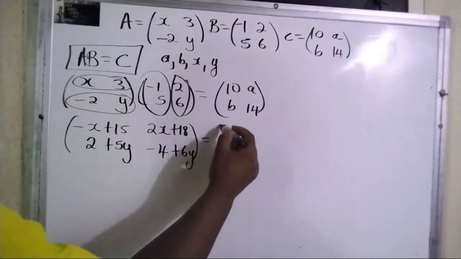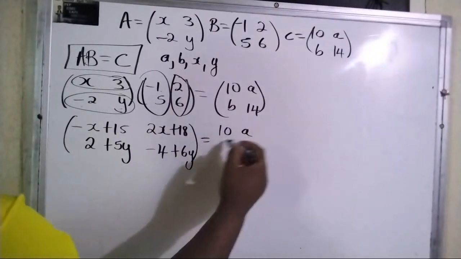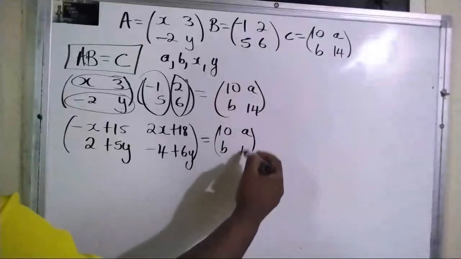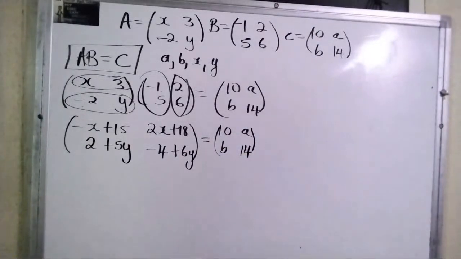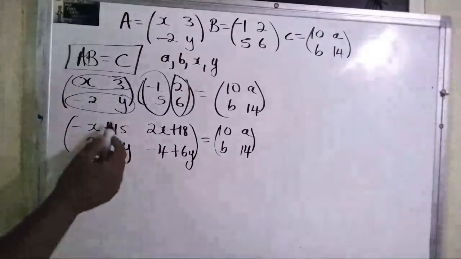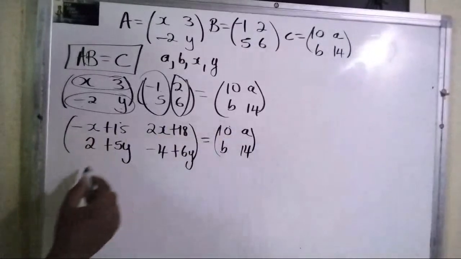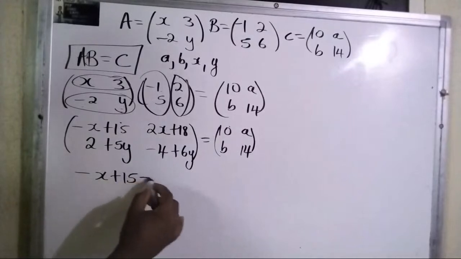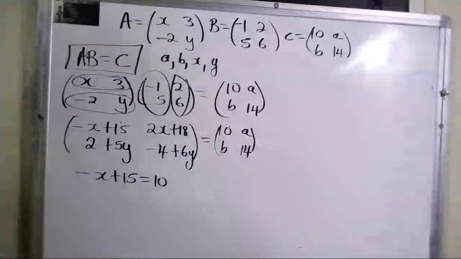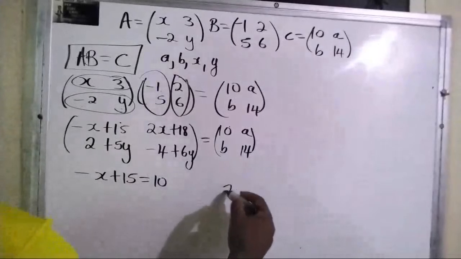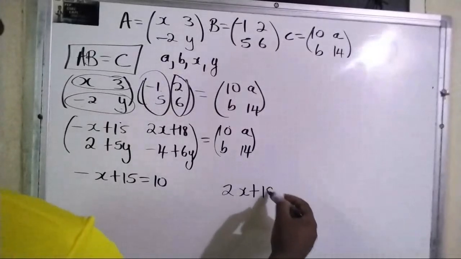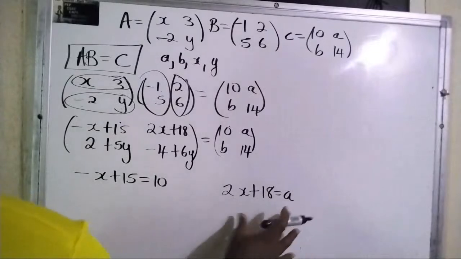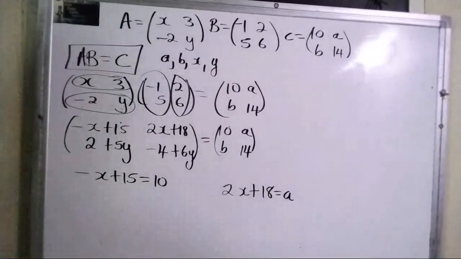Now we are supposed to equate it to this 10, a, b, and 14. So what we're going to do now, we're going to equate each one of them to the corresponding one, right? Meaning the one in the first position is going to match with this. So we're going to have negative x plus 15, and that must equal 10. So that's one equation. 2x plus 18 equal to a. We have one unknown in this, so already we know we can solve that one right away.